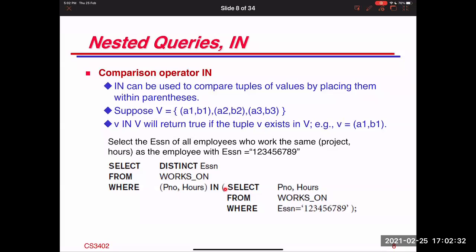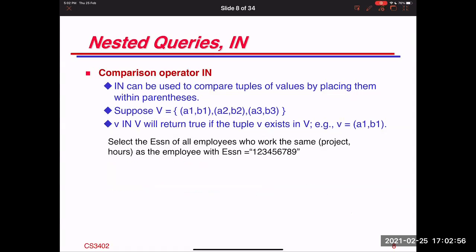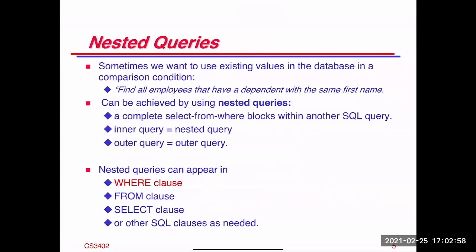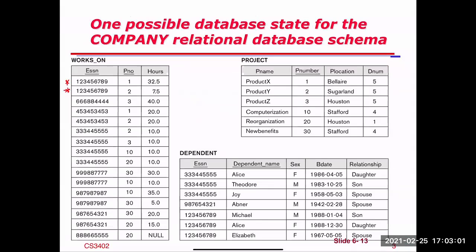And after I selected these two tuples in this nested query here, in this outer query I'm selecting the social security number of all employees that have the same project number and hours values as the ones that I just selected in my nested query. Okay, so again, let me go back to the state. All right, so it needs to be in this result set here.